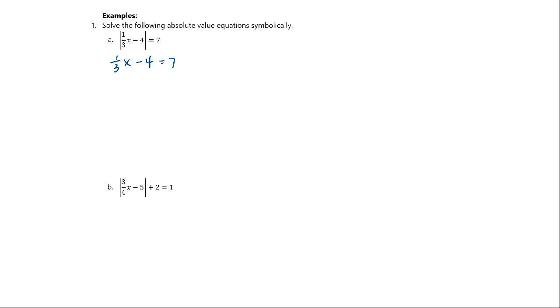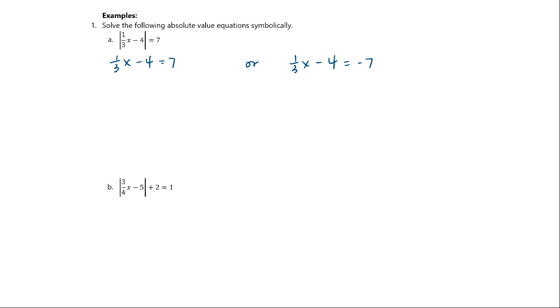However, we also have the alternative possibility. We can connect it by OR, which means that we can also have 1/3 x minus 4 equal to negative 7. When that happens, when I take the absolute value, I still get a positive value as the answer. So in order to solve the absolute value equation, once we have the absolute value part by itself, there are really two possibilities we can diverge into. These are the two cases that we're considering, and the only cases that could be happening here.